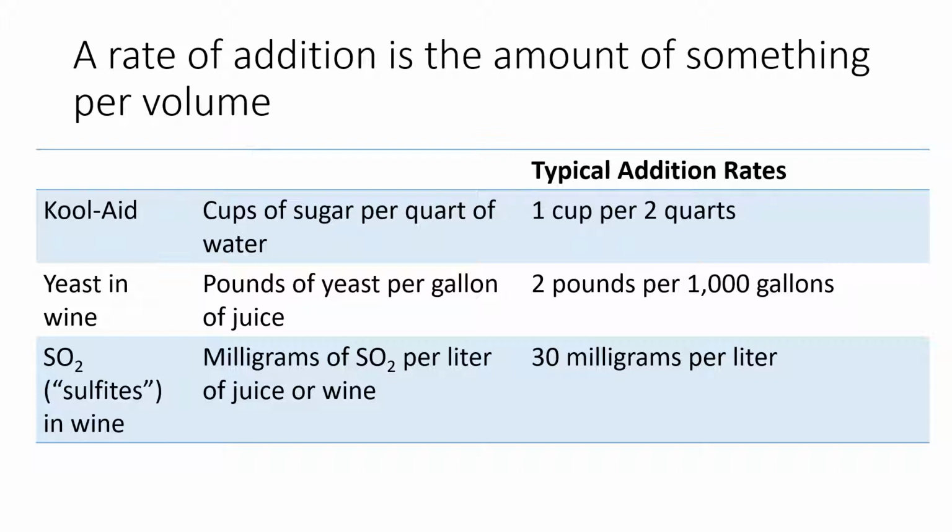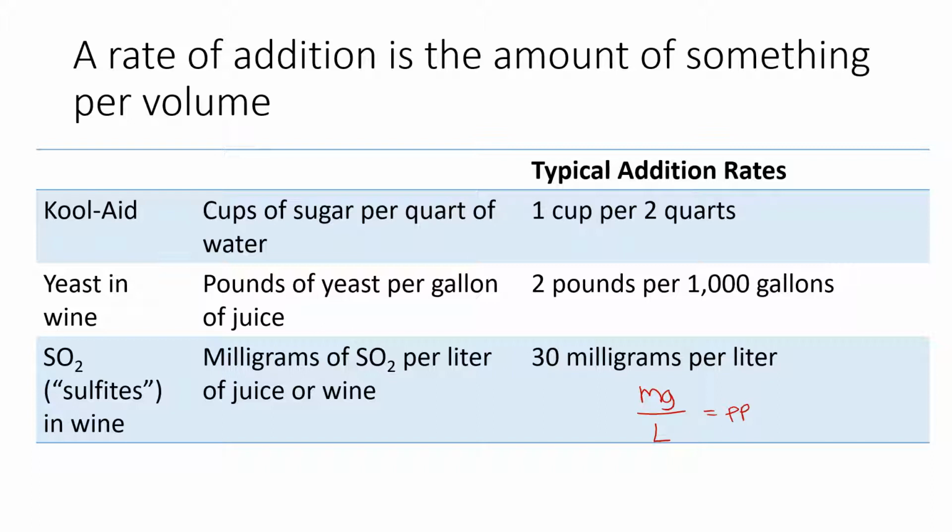One thing to note is that milligrams per liter is also known as parts per million. That's a really good thing to recognize and be familiar with in wine. So parts per million is milligrams per liter, so remember that.